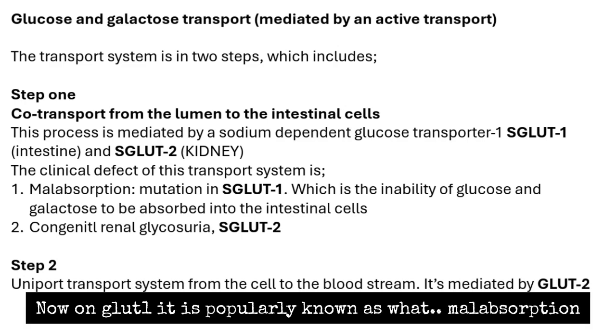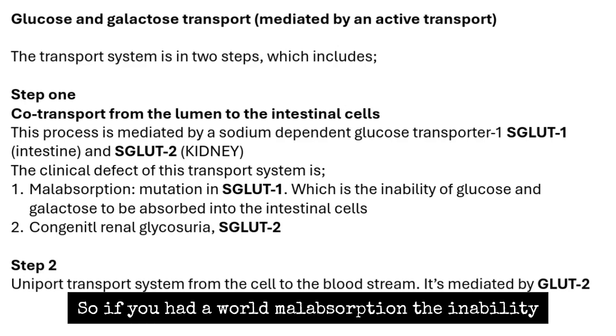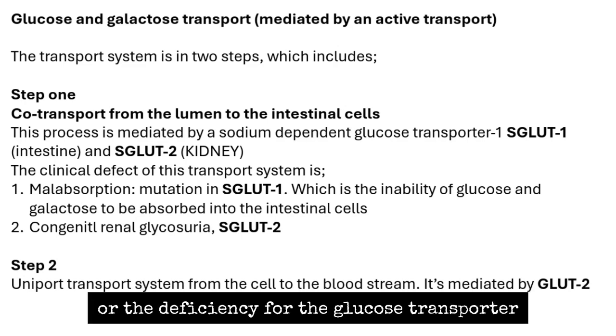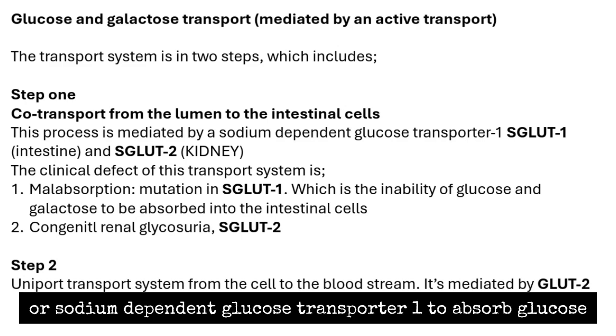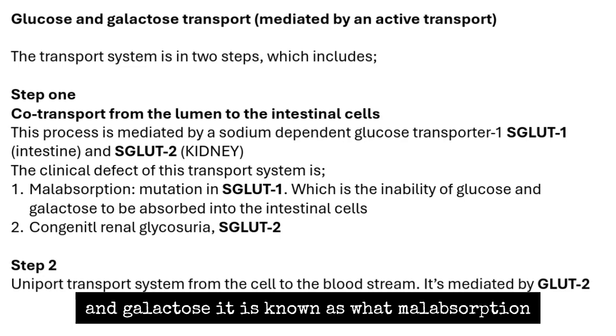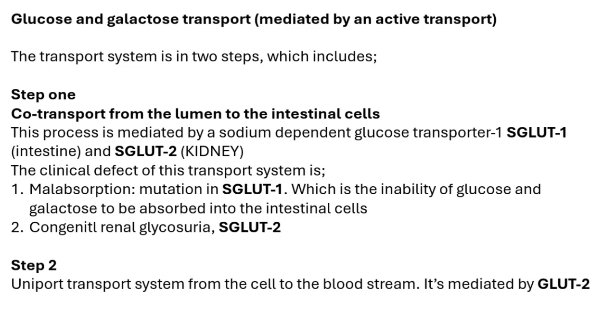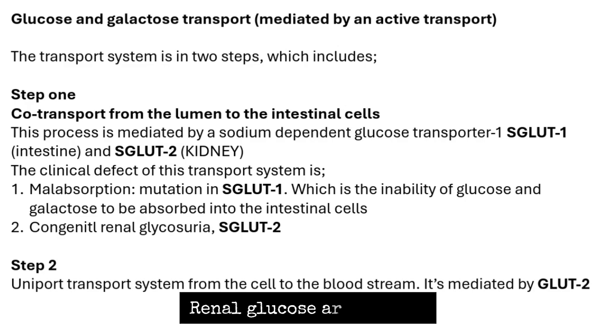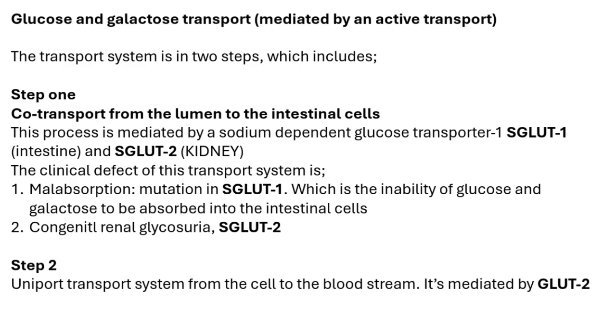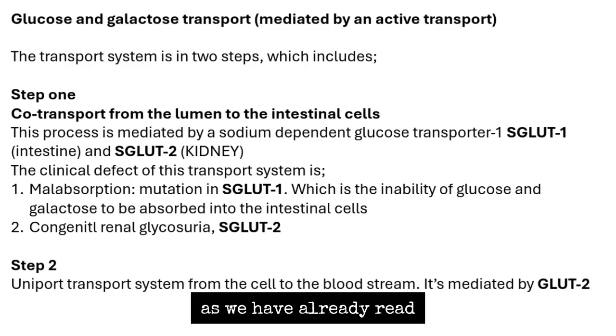Now on SGLUT1, it is popularly known as what? Malabsorption. So if you hear the word malabsorption, the inability or the deficiency of the sodium-dependent glucose transporter 1 to absorb glucose and galactose, it is known as what? Malabsorption. So it is a sudden mutation in what? Sodium glucose transporter 1. And the second one we have is congenital renal glucosuria, which is what? GLUT2. It occurs in the kidney, as we have already read.